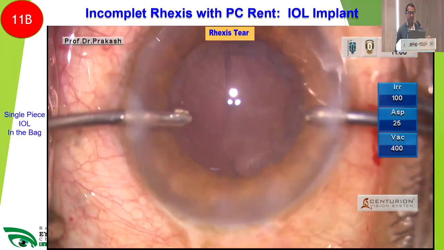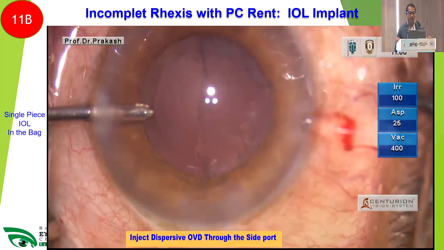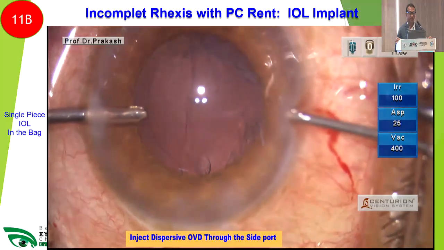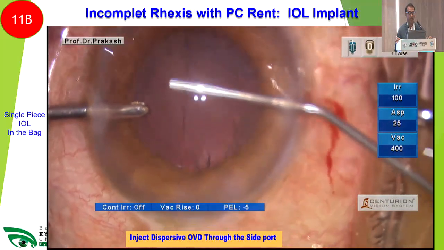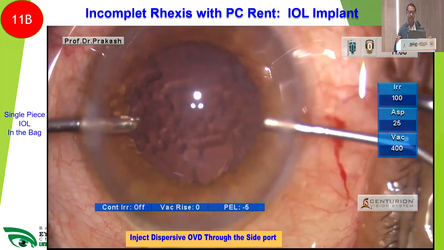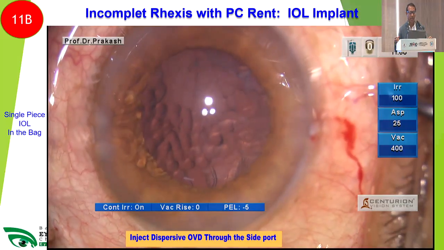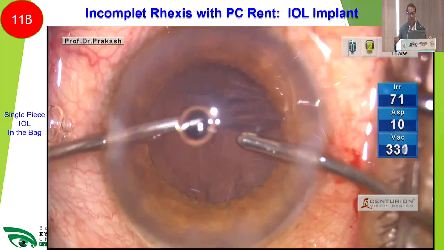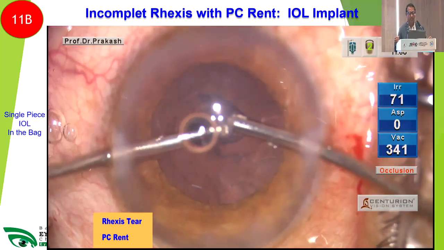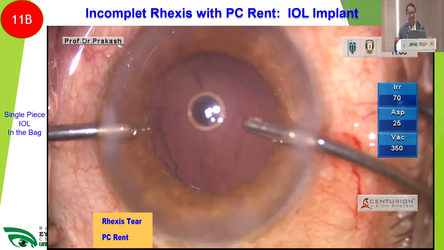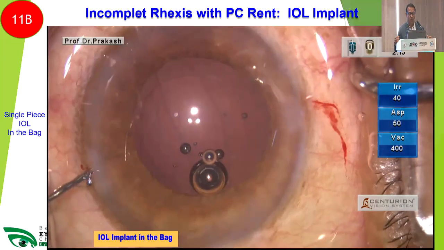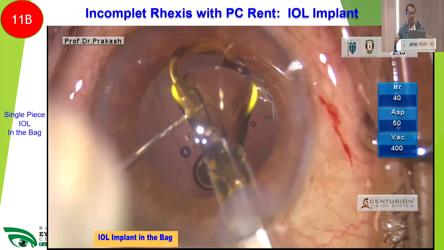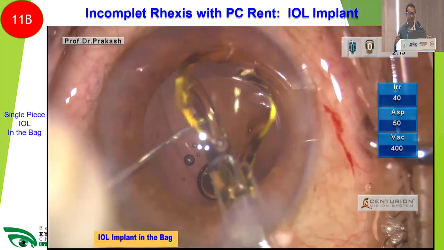There is a rhexis tear, and when a rhexis tear occurs, after injecting the dispersive OVD through the side port, I take out my irrigation handpiece. Then with very low inflow and low aspiration, I proceed to aspirate the cortex from the other side. Even then, you can see over here, there is a PC rent, through and through. So here I decided to implant this single-piece foldable IOL.